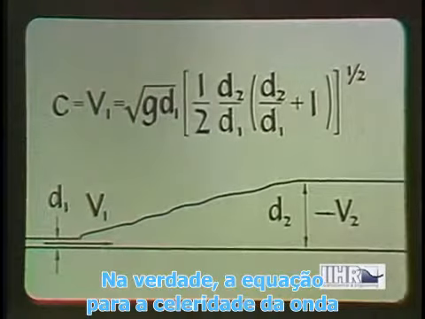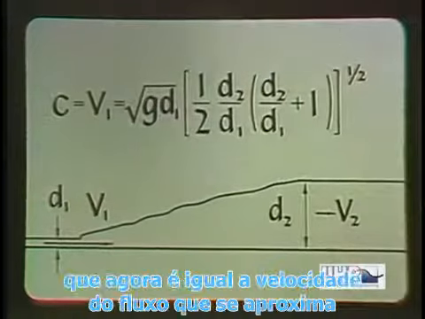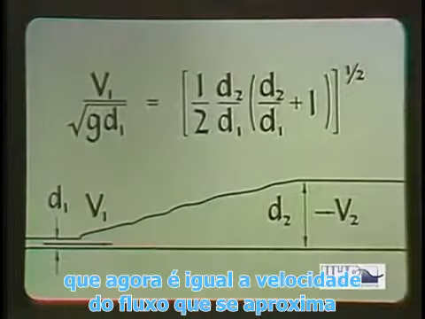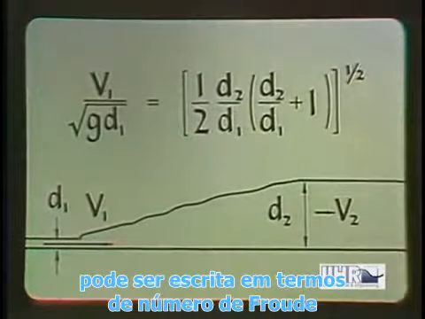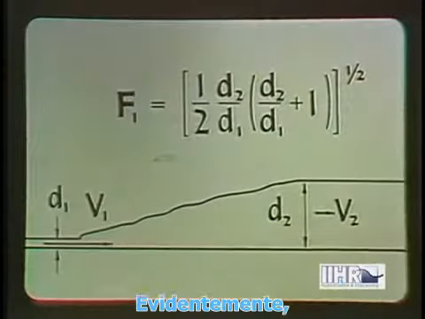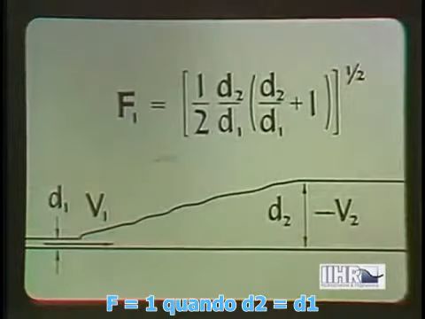In fact, the equation for the surge celerity, which now equals the velocity of the oncoming flow, can be written in terms of the Froude number. Evidently, F equals 1 when D2 equals D1.